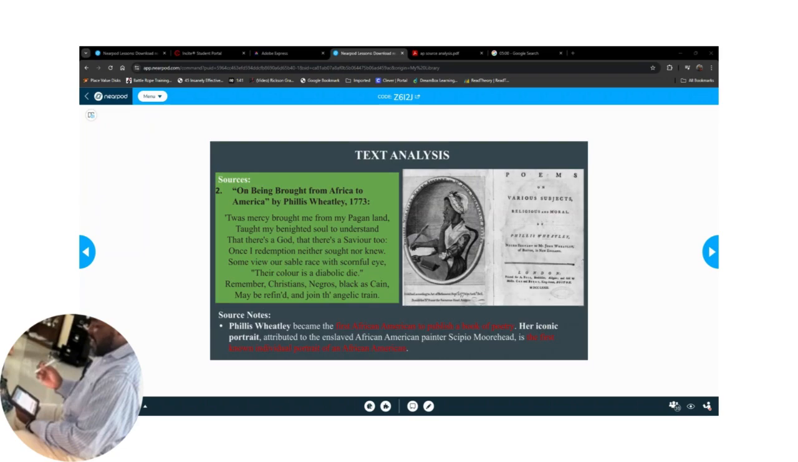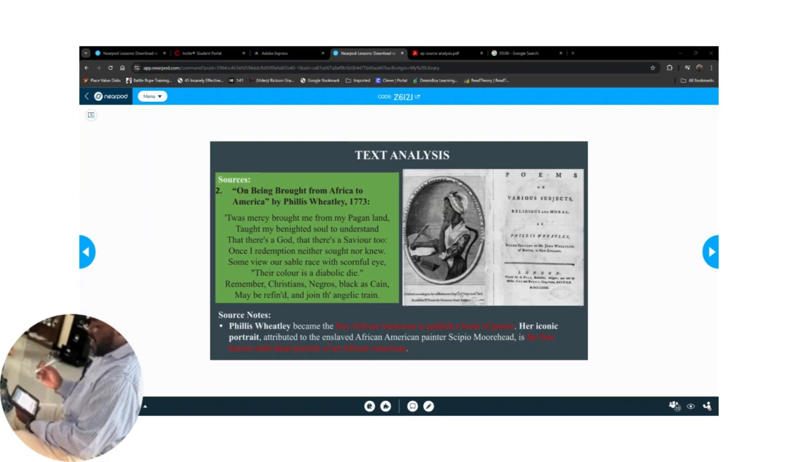All right. Very good. That is time. So we are here to talk about Phillis Wheatley. Yes? Okay, great job. Thank you for telling me that we are. All right, so I am going to try to read what she said here. This is 1773. But like I said here in the notes, Wheatley becomes the first African American to publish a book of poetry. Her iconic portrait, attributed to the enslaved African American painter Scipio Moorhead, is the first known individual portrait of an African American. Has everybody got me so far?